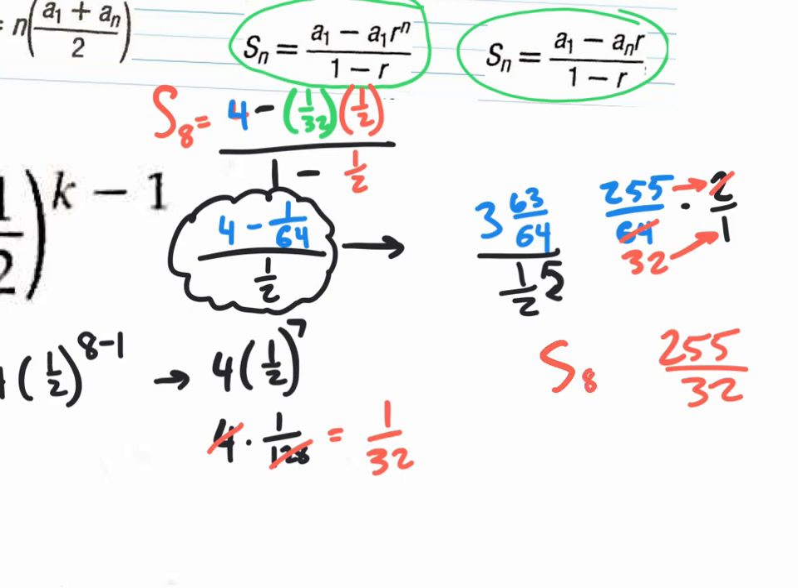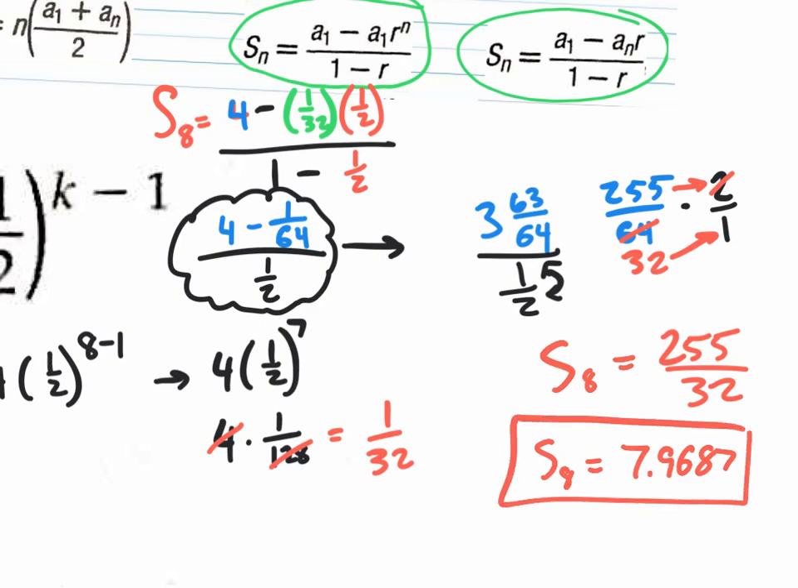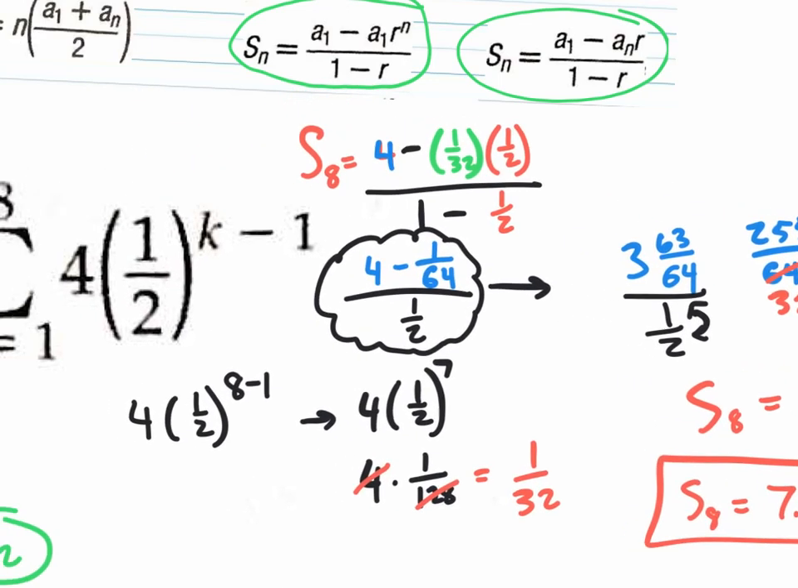The summation of the 8 numbers in this geometric series is 255 divided by 32, which in the answer sheet, they actually changed to a decimal. So if you actually divided 255 divided by 32, that would be about 7.9687. And that's exactly what they wrote as an answer in the back of our textbook, 7.9687. Let's go back to the book and see.